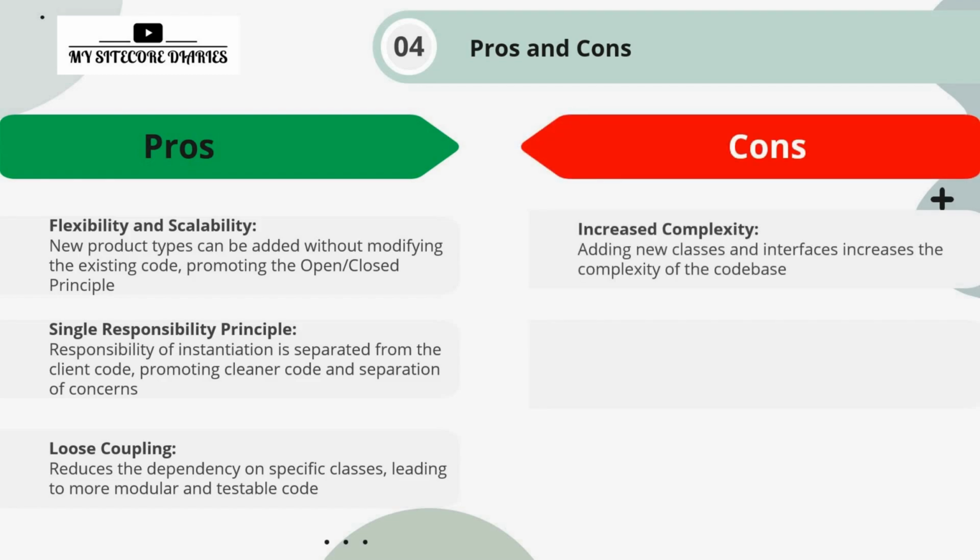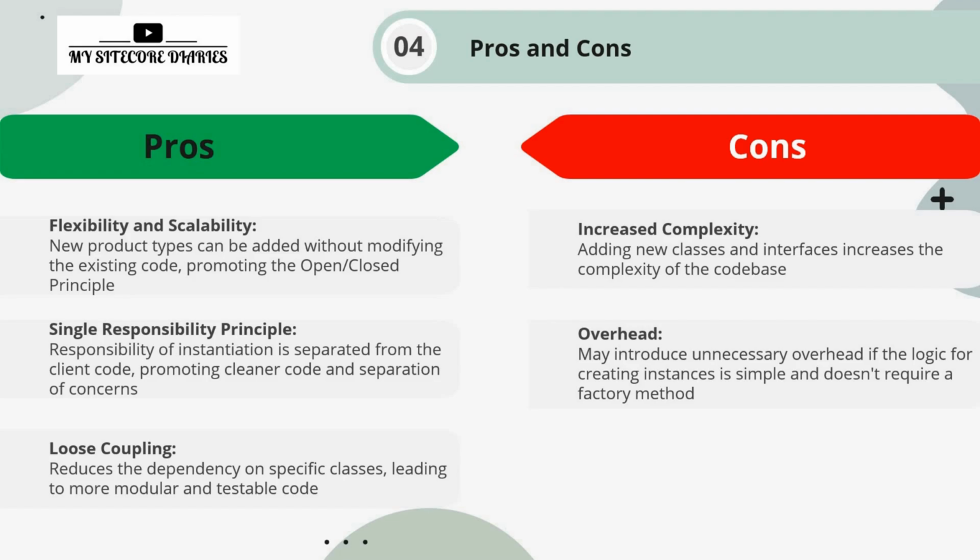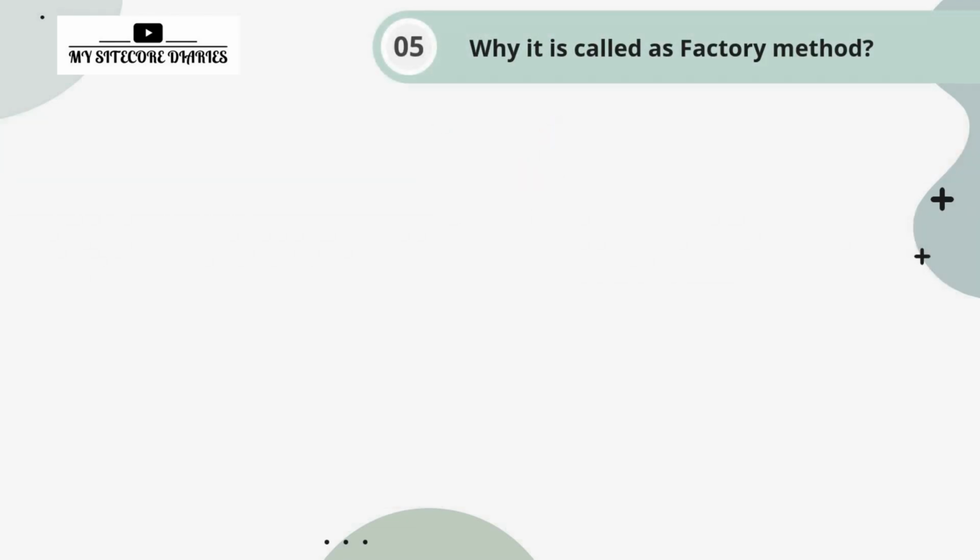Increased complexity. Adding new classes and interfaces increases the complexity of the code base. So for creating an object, you're adding new classes and interfaces, so you add complexity. Overhead. It may introduce unnecessary overhead if the logic for creating an instance is simple and doesn't require a factory method. So if your logic of creation of an object is simple, then it is an overhead to your code. Okay, so these are the cons. So pros and cons of the factory method. Now we will see at the end why it is called a factory method.